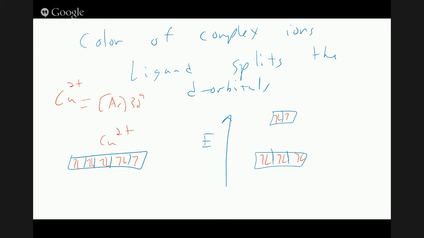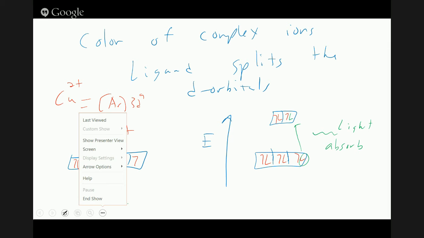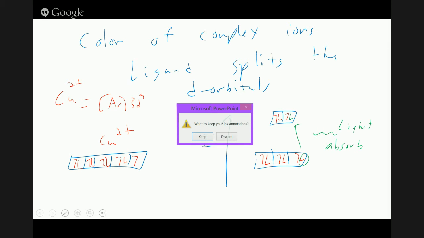This, I'll use a different color. This electron can receive light, and when it absorbs light, it's going to move up to this energy level. The complementary color from the color wheel that is in your data booklet is what you are going to observe, okay? So at the risk of screwing up here, I'm going to try it anyway.